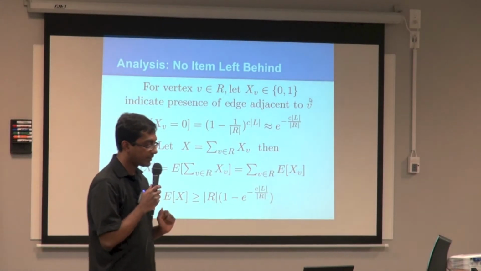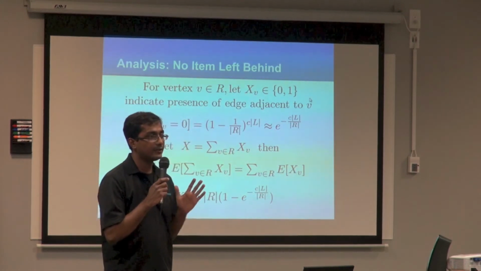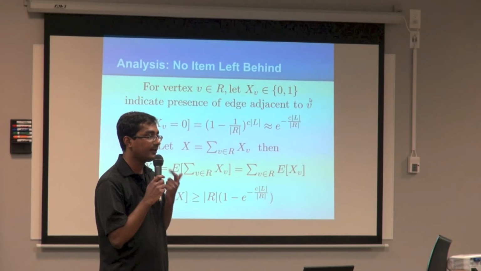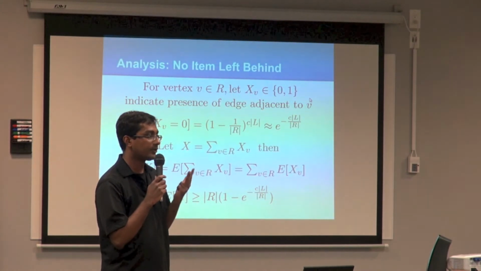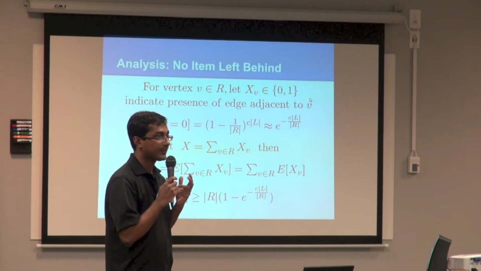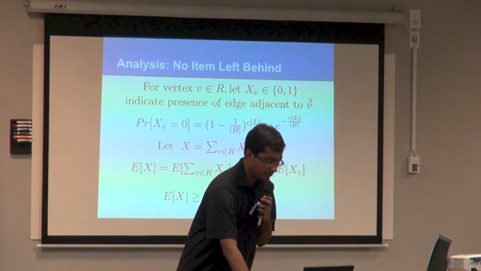Now, the interesting thing about this is it ties in all the key parameters of the problem. It ties in the relationship between C, L, and R. These are the three key parameters that dictate whether I can get away with being lazy or not. And we'll see why that's the case in a bit.